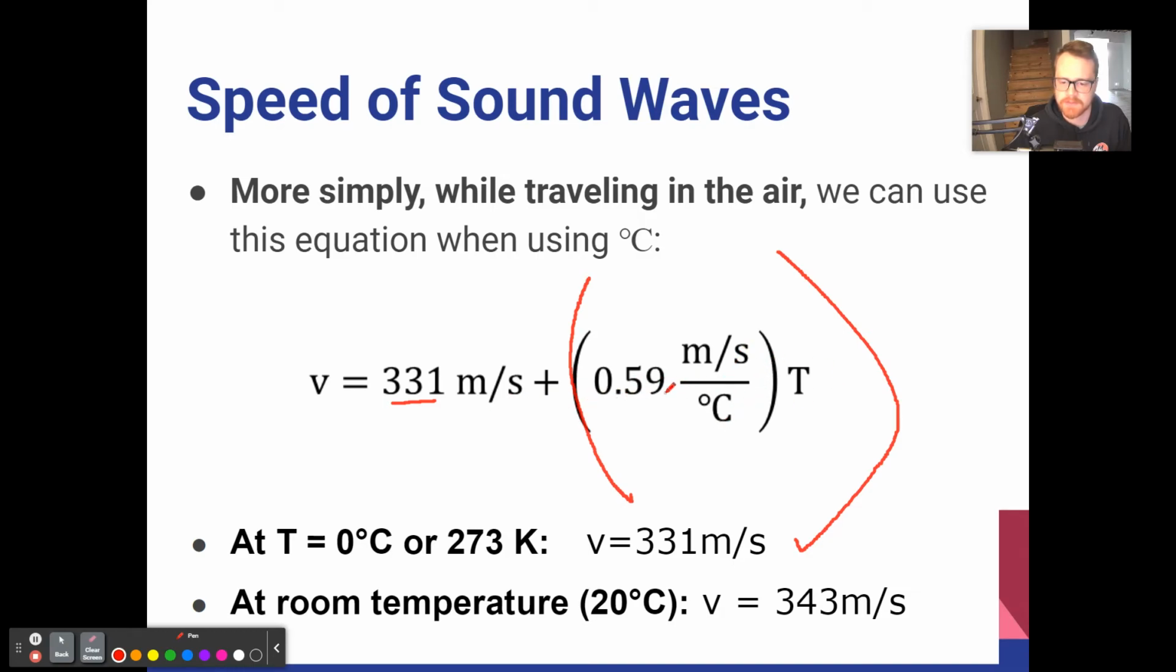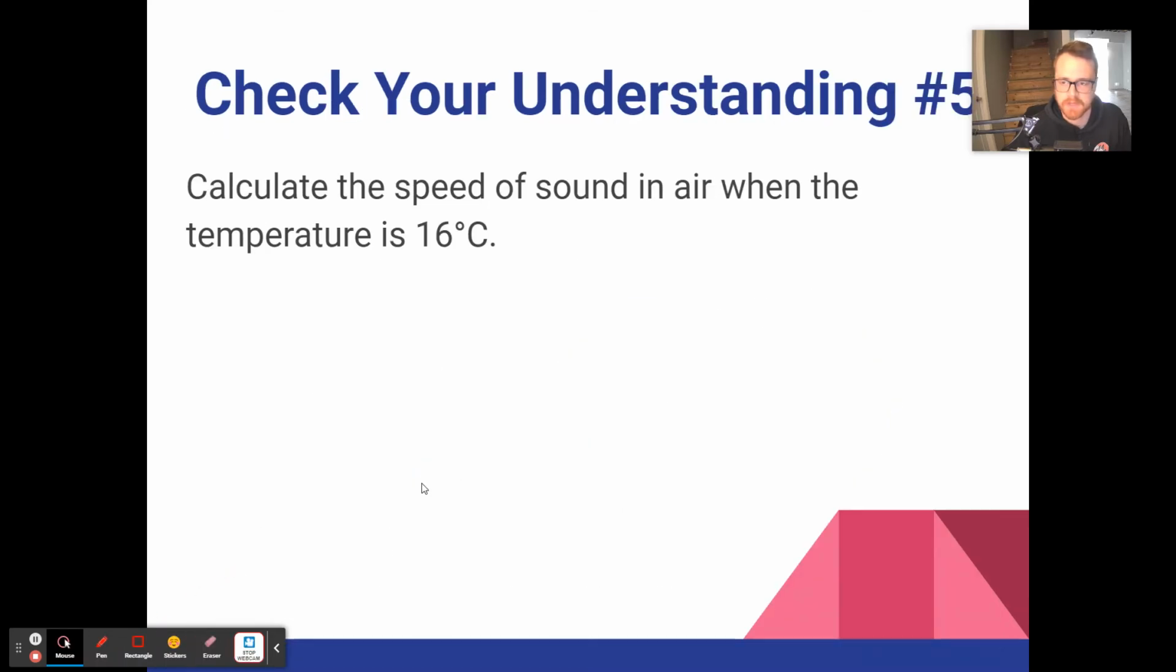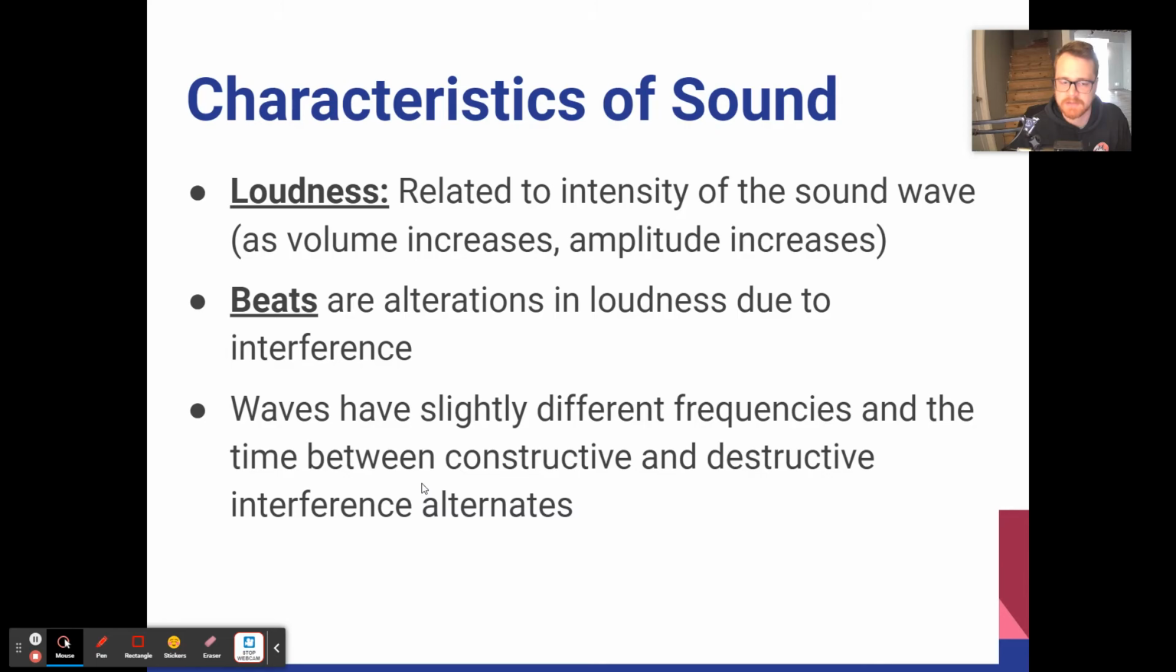So here we're going to say 0.59: any temperature above 0 degrees Celsius will increase the speed by 0.59 meters per second per 1 degree Celsius. Anything below 0 degrees is going to decrease our velocity by this much. So here, as an example, at 20 degrees Celsius, which is roughly room temperature, our velocity is going to be 343 meters per second. Okay, and then you go ahead and work on these check your understandings.